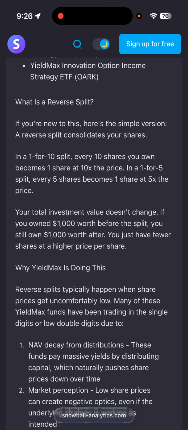With a 1-for-10 split, every 10 shares you own becomes one share at 10 times the price. And a 1-for-5 is the same thing, with 5 shares becoming one share at 5 times the price. Your total investment value doesn't change. If you owned $1,000 worth before the split, you still own $1,000 worth after. You just have fewer shares at a higher price.